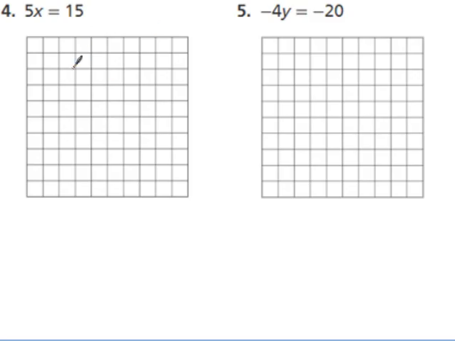Now, try these two. These ones are the special circumstances, so see how you do on this one. So pause it, try both of them, and then unpause and see how you did.